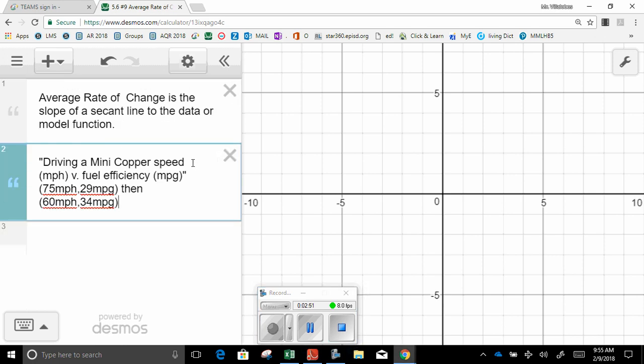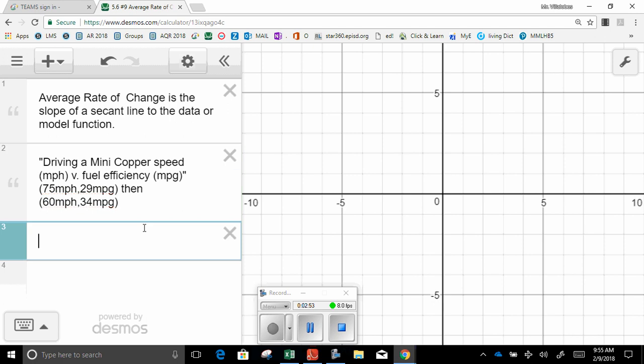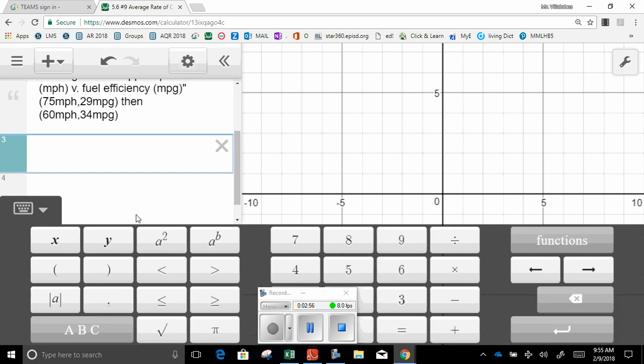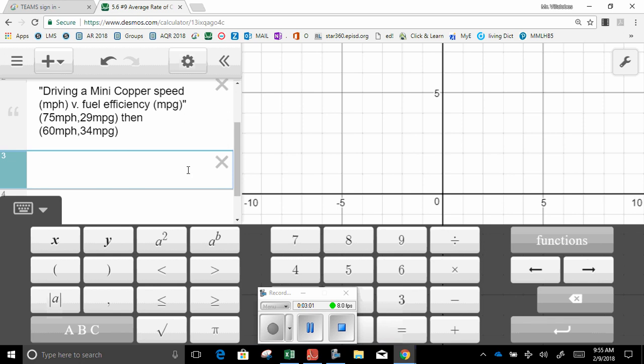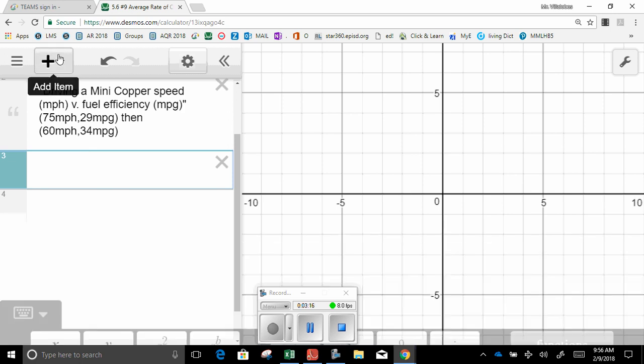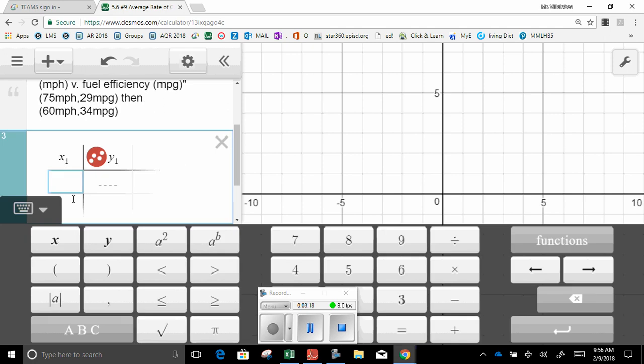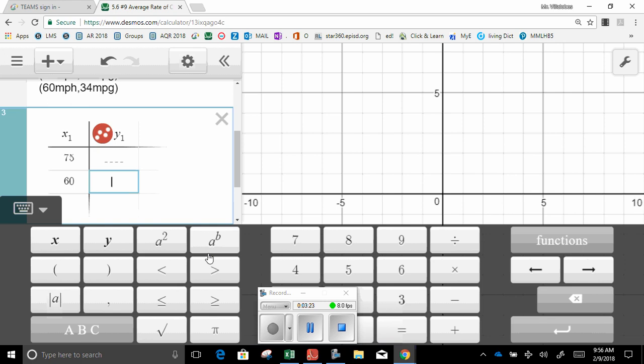Okay. Now, what I'm going to do is I know that you can type that, yes? Okay. So now, what's your x1? 75. What's your x2? 60. What's your f of x1? 29. What's your f of x2? 34. So I'm going to make a table. And my table is going to be 75 for the x, then 60 for the x. And then for the y, it's going to be 29, then 34.